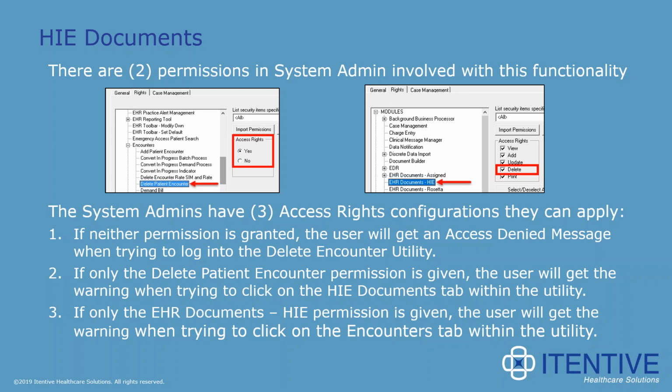So essentially you do have these three access rights configurations that you can apply to this feature. So if neither permission is granted, your users are going to get an access denied message. If only the delete patient encounter permission is given, the user will get the warning when trying to click on the HIE documents tab. And then if only the EHR documents HIE permission is given, the user will get the warning when they're trying to click on the encounters tab within the utility. So there is some setup to be done if you would like your users to have this ability.